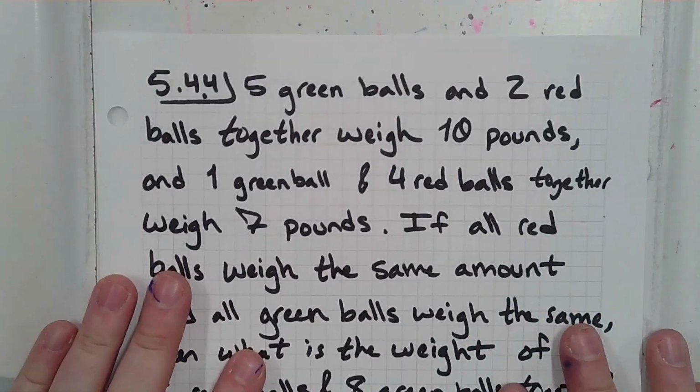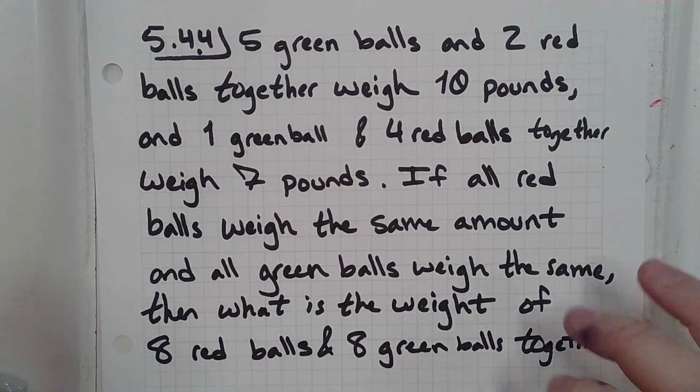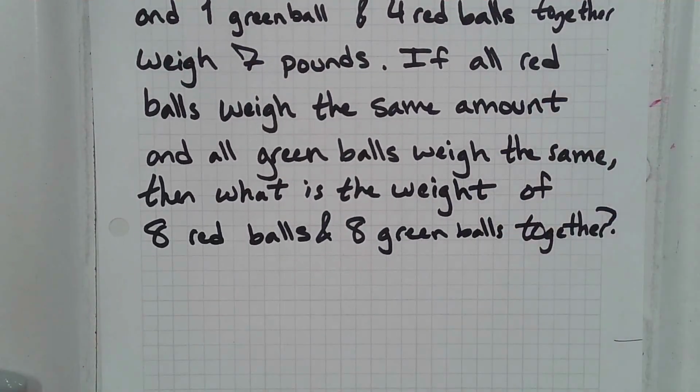All right, 5, 4, 4. Green balls and red balls. So it says 5 green balls and 2 red balls together weigh 10 pounds. So I'm going to write that down. So G, and I guess I should do that in green.